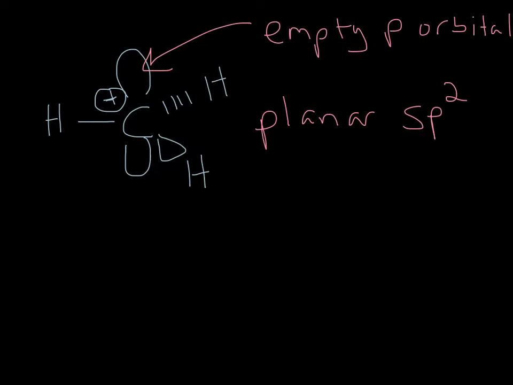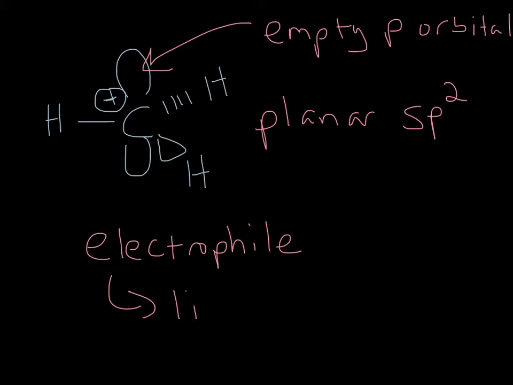Since it has that empty p orbital and it has a positive charge, it's a great acceptor of electrons. So carbocations are electrophiles, which just means that it likes electrons. So they're very willing to accept electrons as an intermediate, and often will accept the electrons from another species to make a new bond.